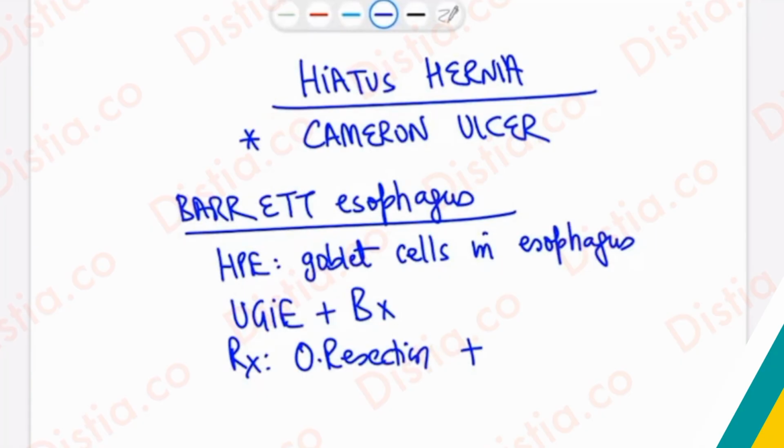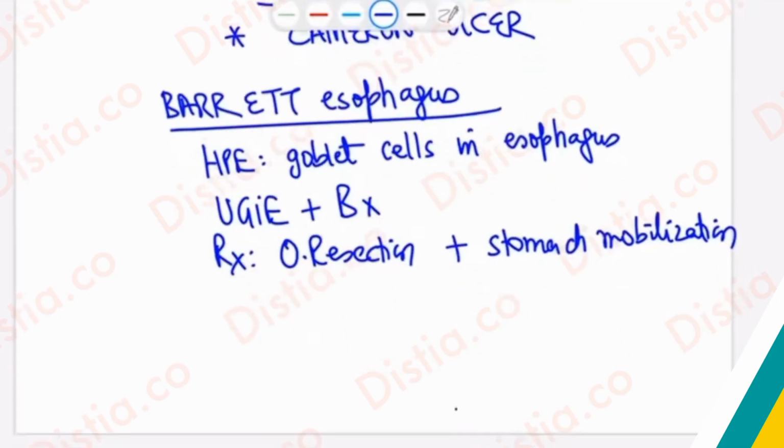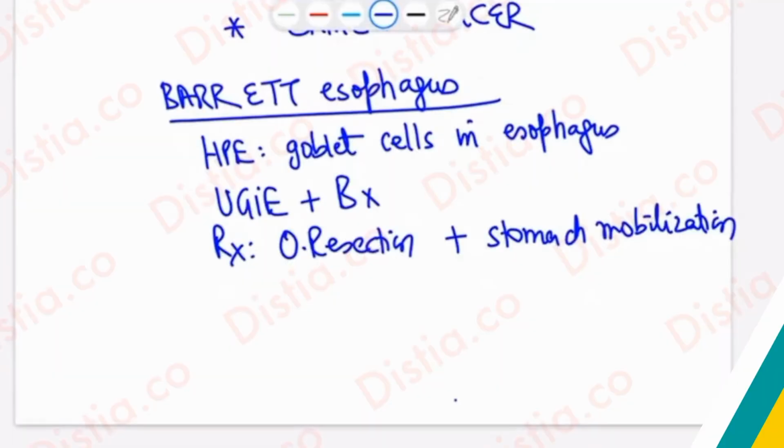So please appreciate the fact that if you remove some part of the esophagus, we are not going to put colon there, which was done when I was a student. We used to read about colon transposition. Now we go in for stomach mobilization. The surgical details you will obviously be familiar with and will read in surgery also, but I just want to highlight that this condition has a metaplasia followed by dysplasia.